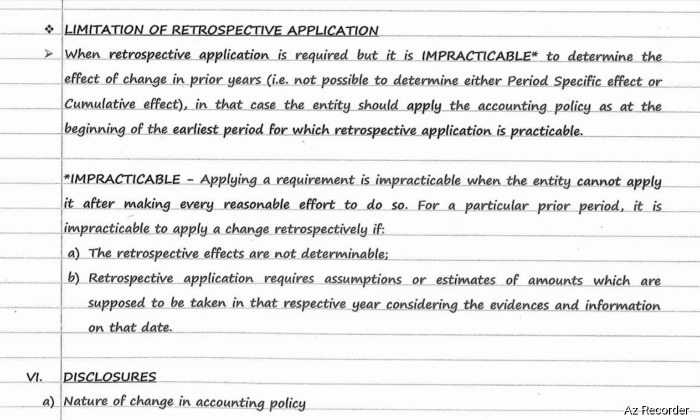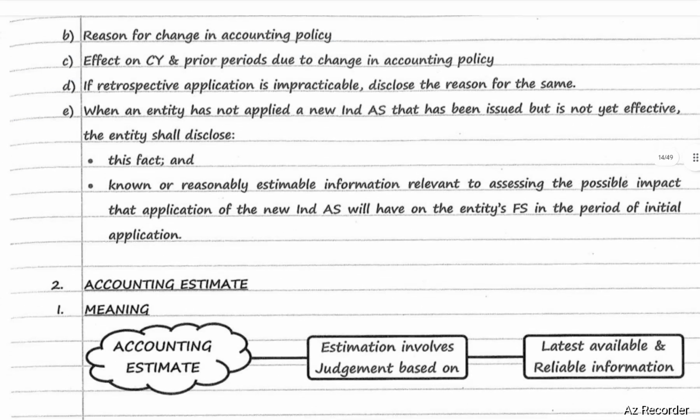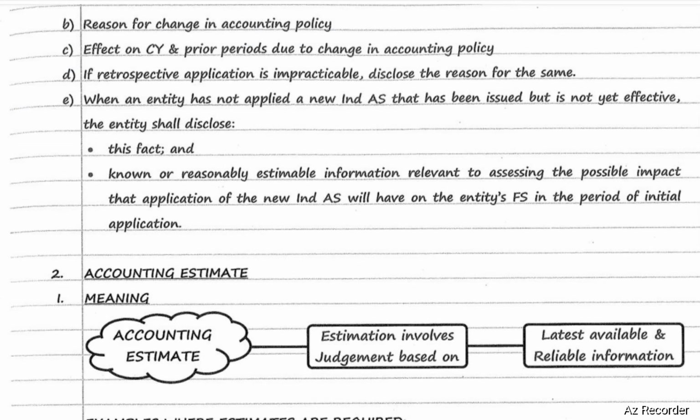Disclosures. Nature of change in accounting policy needs to be disclosed. Reason for change in accounting policy needs to be disclosed. Effect on current year and prior periods due to change in accounting policy needs to be disclosed. If retrospective application is impracticable, disclose the reason for the same.